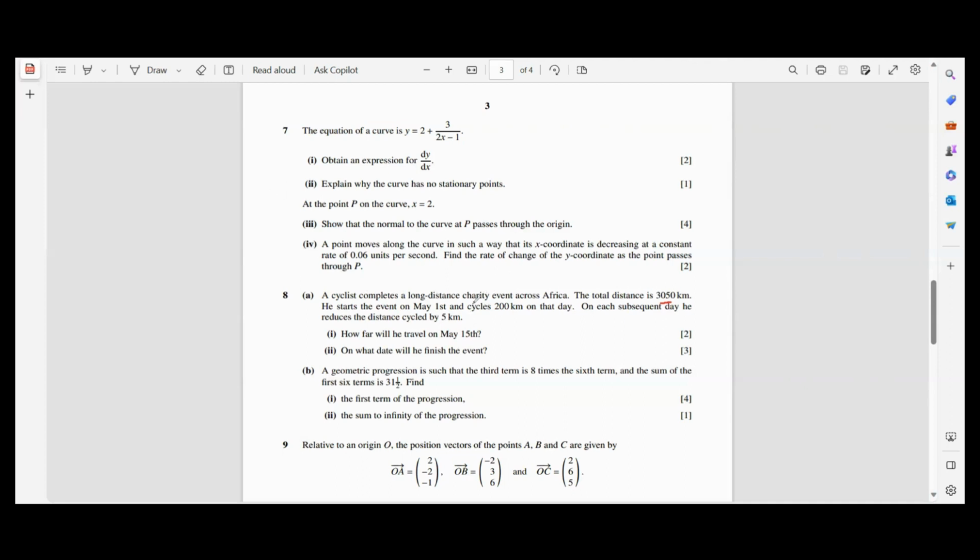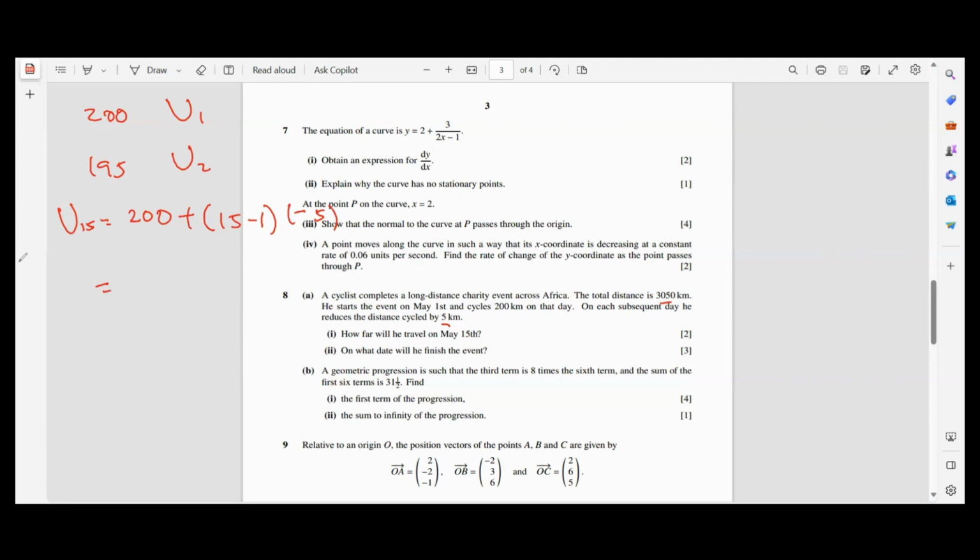So if we see, reduce the distance by 5. It means first if it is 200 kilometers for U1, the next one will be 195. Okay, so it asks us to find the 15th day. So we put the formula U15 equals U1, so 200 plus 15 minus 1 times the difference. The difference is 5, so I better put minus 5.